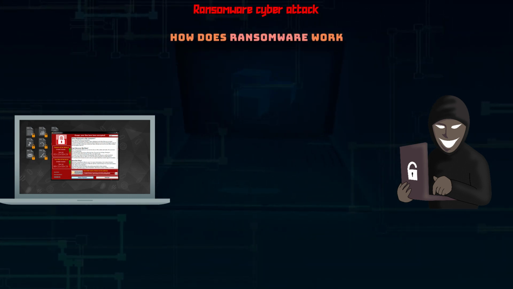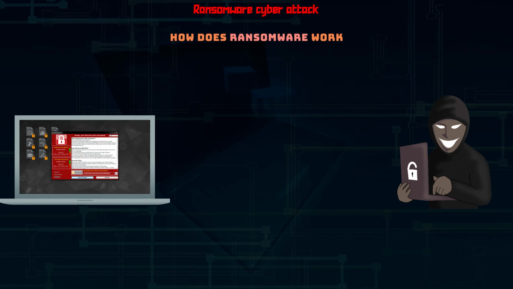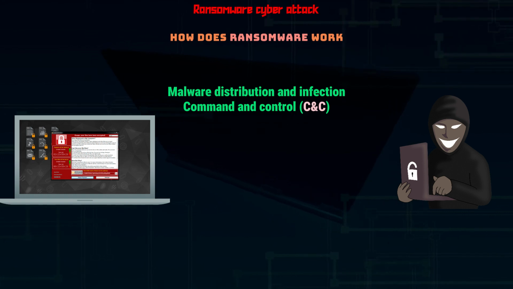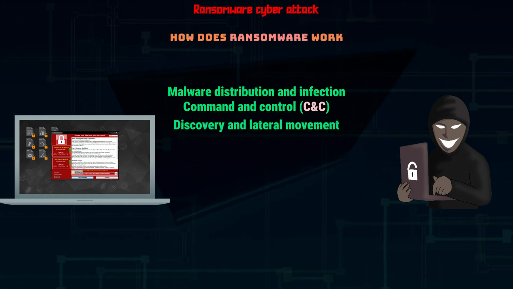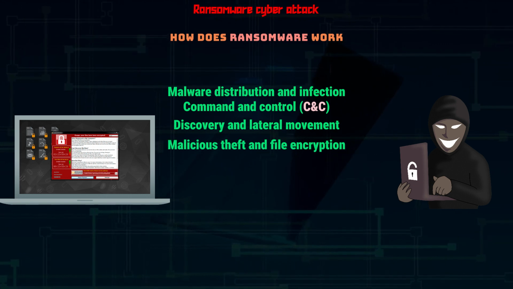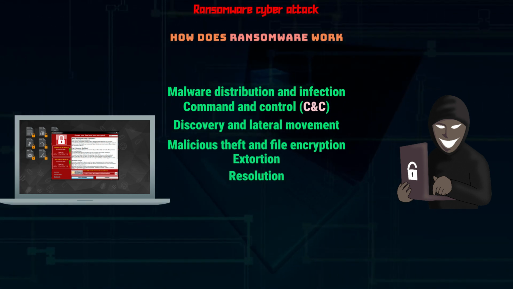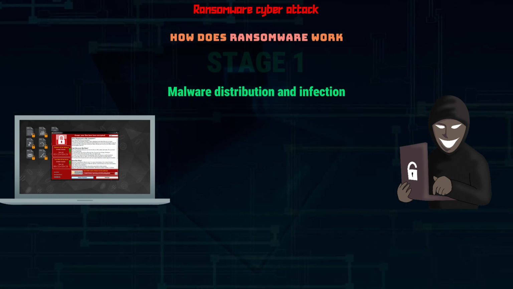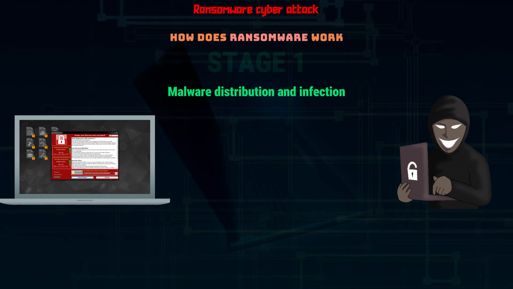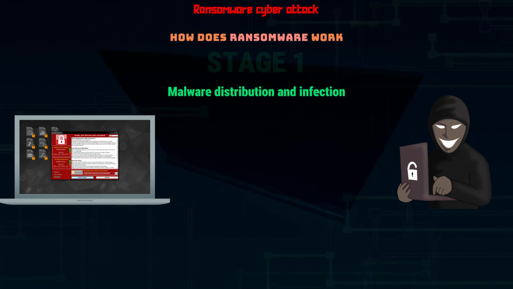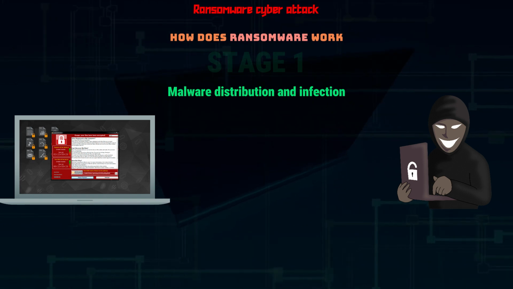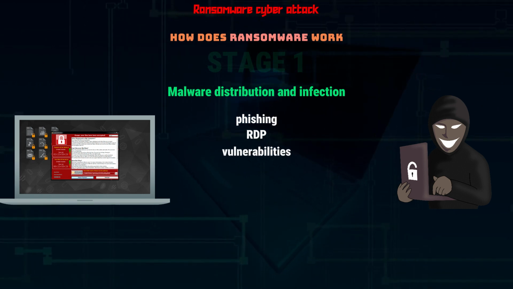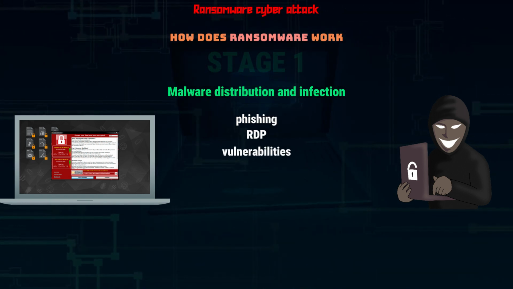How does ransomware work? The ransomware life cycle has 6 general stages: malware distribution and infection, command and control, discovery and lateral movement, malicious theft and file encryption, extortion, and resolution. In Stage 1, malware distribution and infection. Before attackers can demand a ransom, they must infiltrate their victims' systems and infect them with malware. The most common ransomware attack vectors are phishing, remote desktop protocol and credential abuse, and exploitable software vulnerabilities.